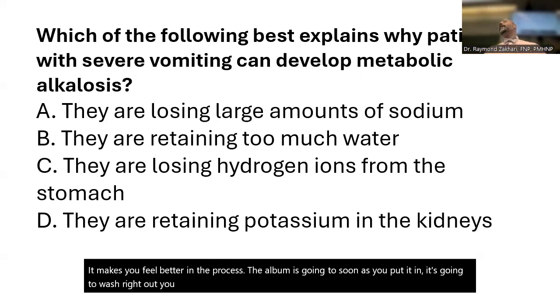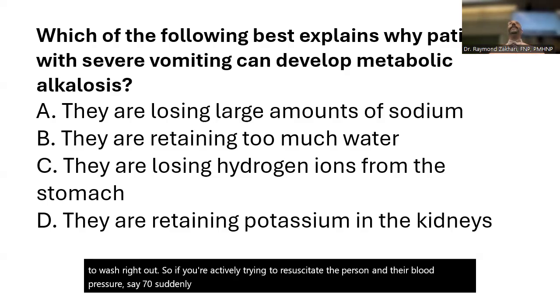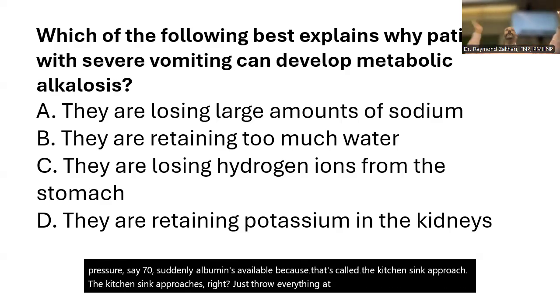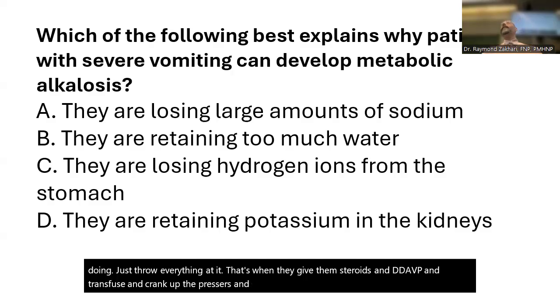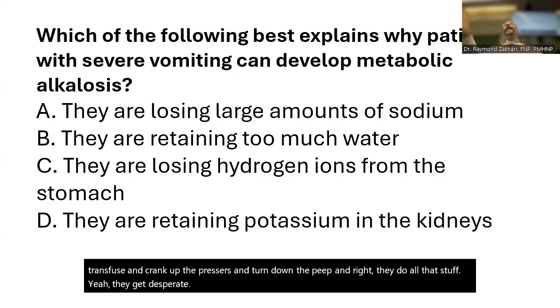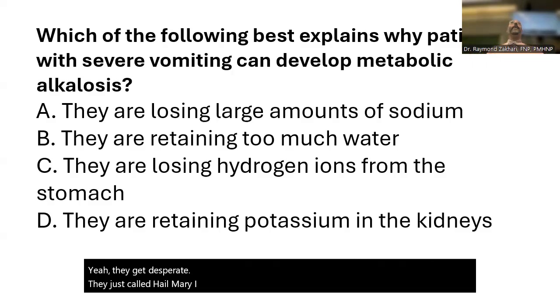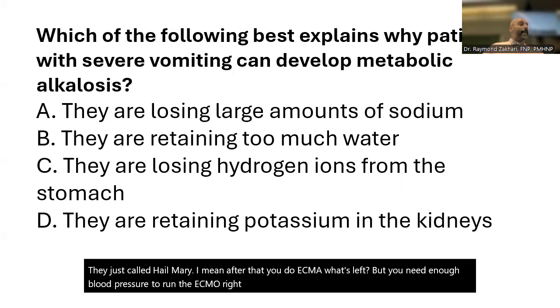So if you're actively trying to resuscitate the person and their blood pressure is, say, 70, suddenly albumin's available because that's called the kitchen sink approach. You know what the kitchen sink approach is, right? Just throw everything at it. We don't know what we're doing. That's when they give them steroids and DDAVP and transfuse and crank up the pressors and turn down the PEEP. They do all that stuff. They get desperate. They just call it a Hail Mary. After that, you do ECMO. What's left? But you need enough blood pressure to run the ECMO, right? So, c'est la vie.